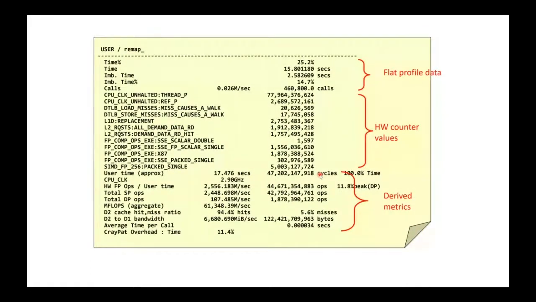But this is the kind of thing you can get out of a detailed CrayPat report. So this is some user code, a function called remap. And in that, 25% of the program time was spent in here. It was called 460,000 times, so that's quite a lot. And then we can have a look at hardware counters, vectorization unit counters here, floating point operation instructions, L1 and L2 cache misses, TLB misses. And then it will also produce some data down here on things like computed floating point time, number of double precision floating point operations, cache miss ratios, and these kinds of things. And so this can also be useful to highlight to you which functions are using the hardware efficiently and which ones aren't.